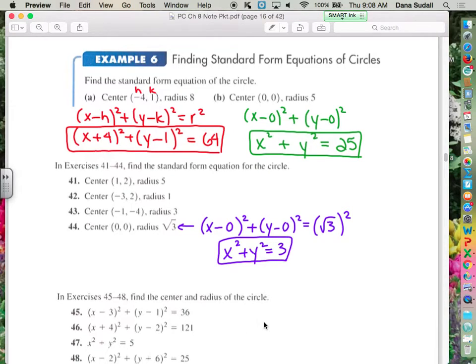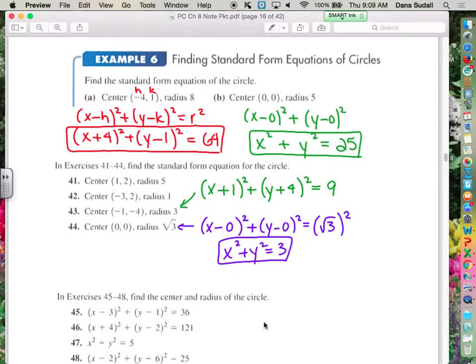Right, the other ones are kind of the same thing that we've done before. Let's do 43. So if we put it in standard form, x minus negative 1 would be plus 1 squared. Y minus negative 4 would be plus 4, and radius squared would be 9. So that's the idea with those. You need to know the standard form for the equation so that you can plug those things in.